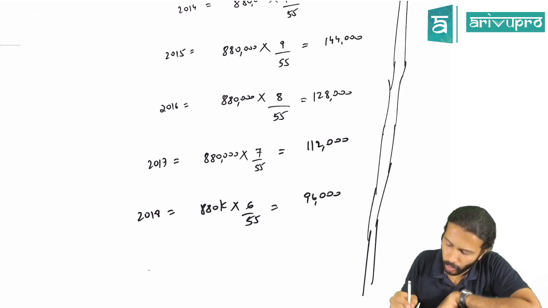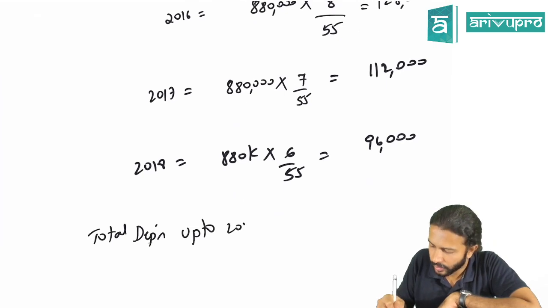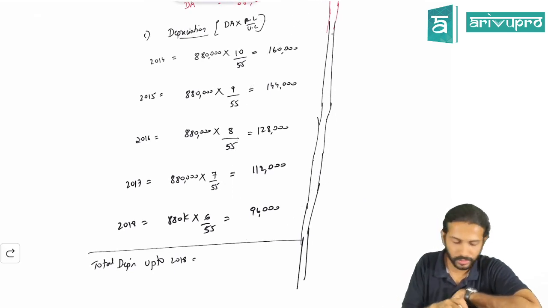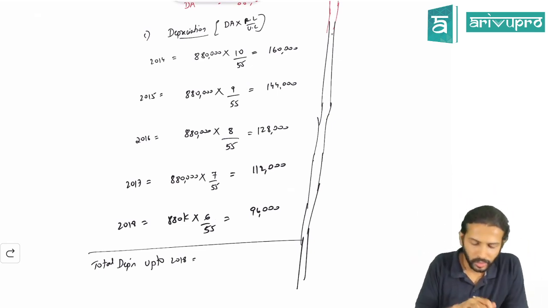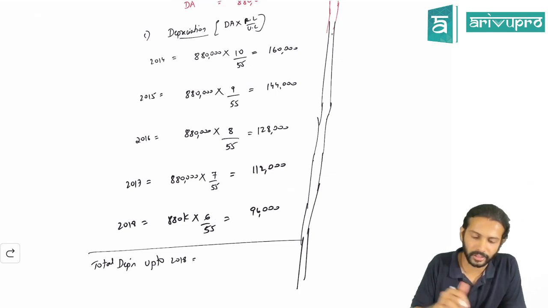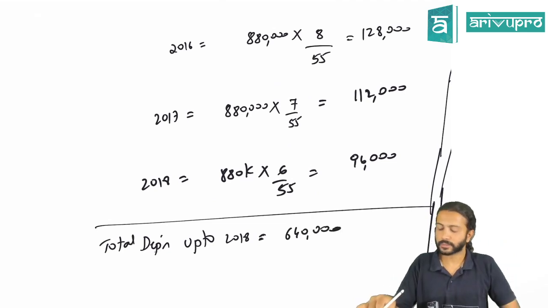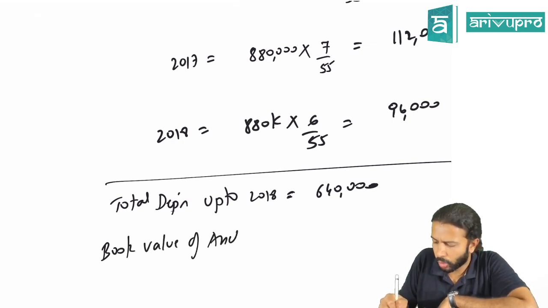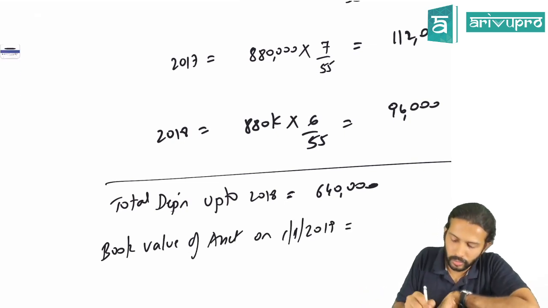Can you tell me what is the total depreciation up to 2018? From 2014 till 2018, how much depreciation have you charged on this asset? Can you add all this? 1,60,000 plus 1,44,000 plus 1,28,000 plus 1,12,000 plus 96,000. My calculator is showing 6,40,000. Agreed? Fine. That means, can you tell me the book value of the asset on 1st January 2019?